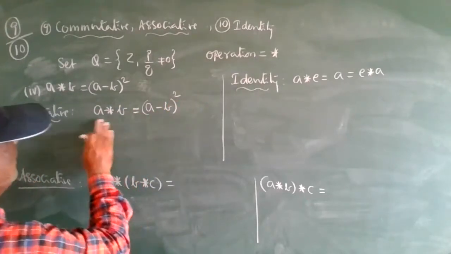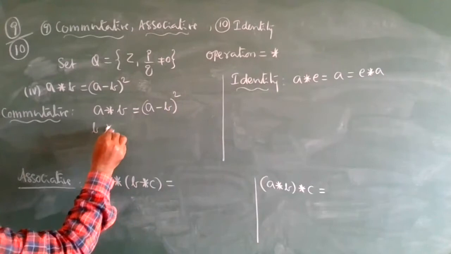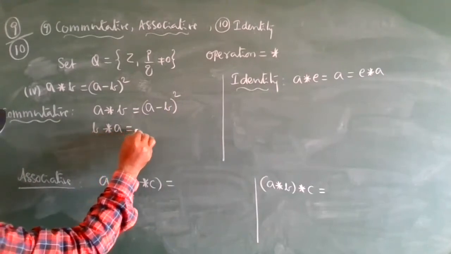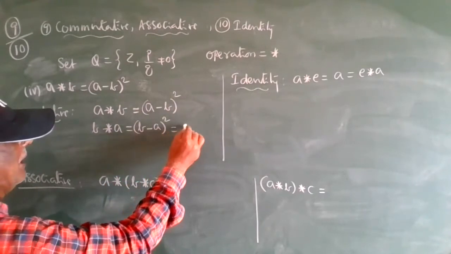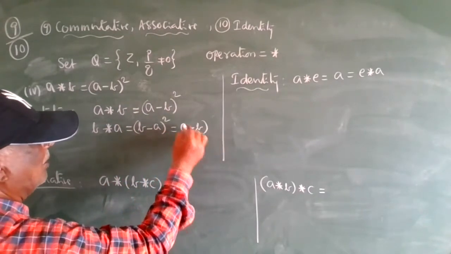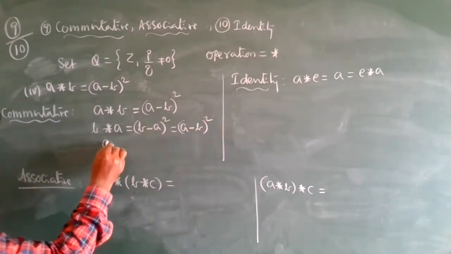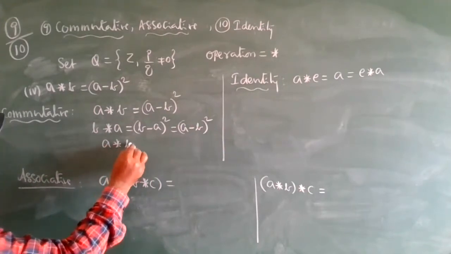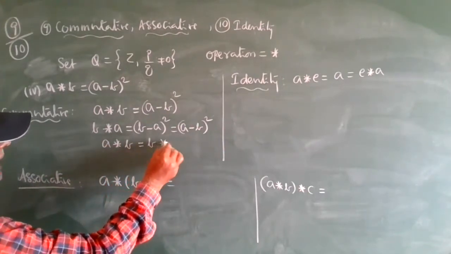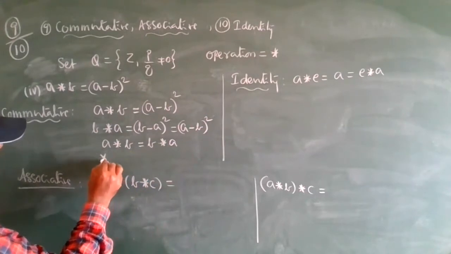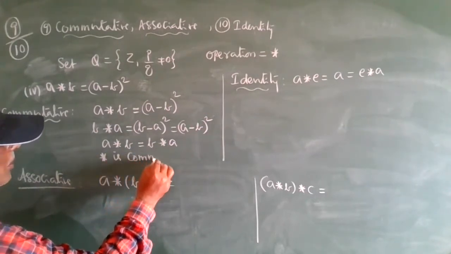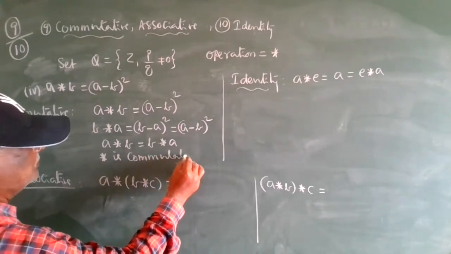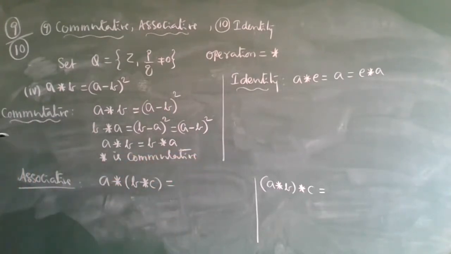Now, B star A is equal to B minus A whole square. This can be written as A minus B whole square. Therefore, A star B is equal to B star A. Star is commutative. Associative, check everyone.